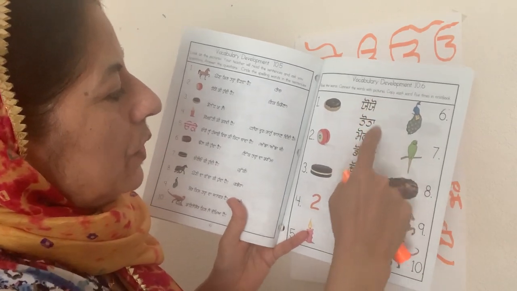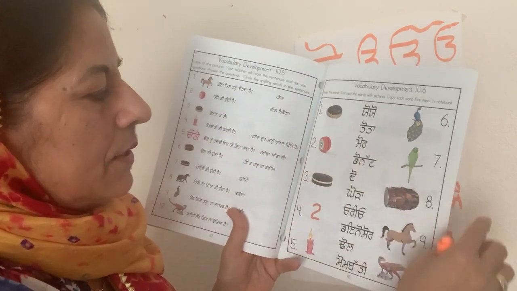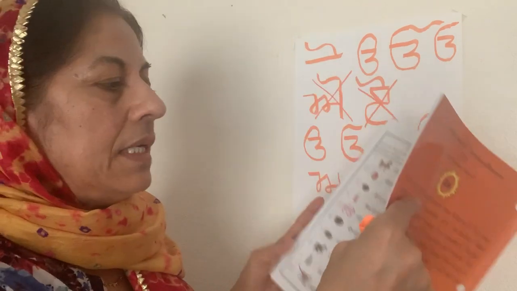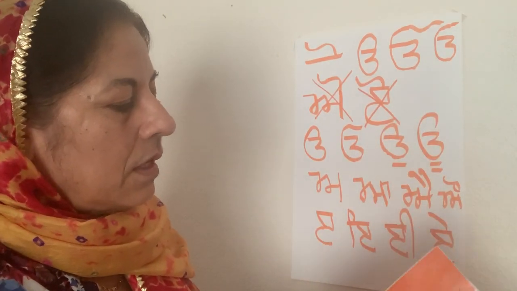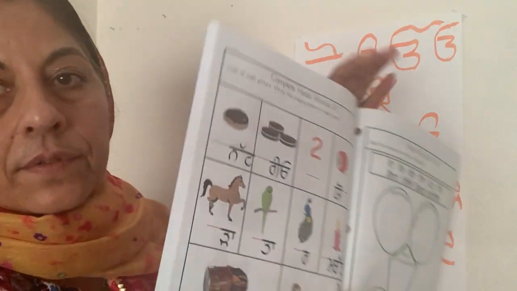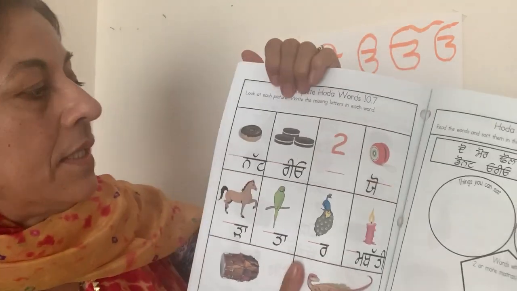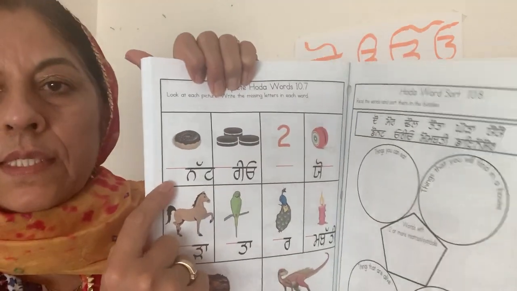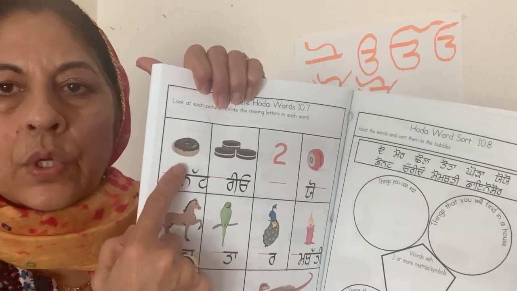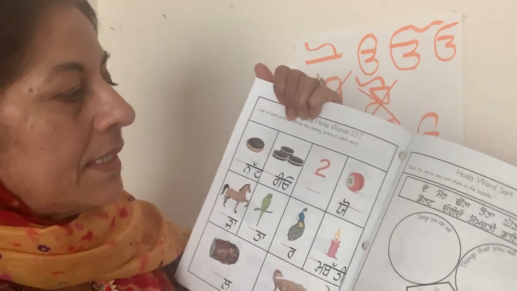Okay, here are words. You will connect them with pictures. Okay, you can do it yourself. They should be easy peasy for you. You are so smart. Here you have to write the missing sounds. So this is a donut. What sounds missing? D, O, do, right? So you'll write the missing sounds.